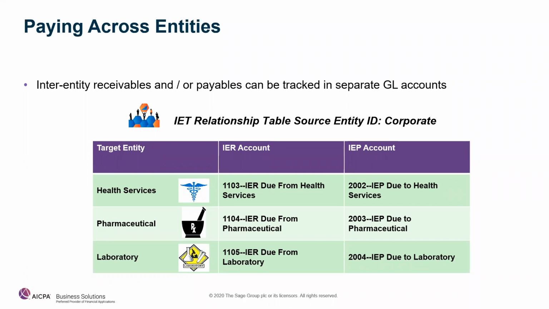In Sage Intacct, we'll ask you to set up a relationship between those entities and point to specific accounts that we can use to create what we call the due tos and due froms. We will do this automatically, so you don't have to keep track of it on a spreadsheet.